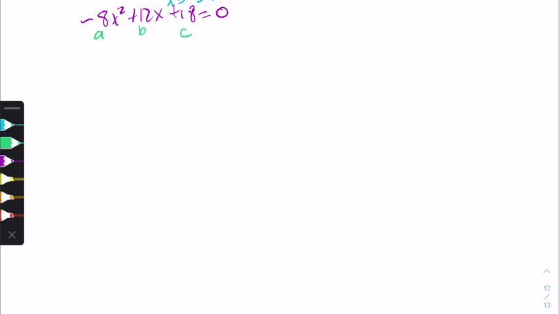Now typically they're in descending order, so it looks like ax squared plus bx plus c. But the important thing to remember is that the a goes with the x squared, the b goes with the x, and the c is by itself. Okay. It's set equal to 0, so we can just identify our a, b, and c like that.